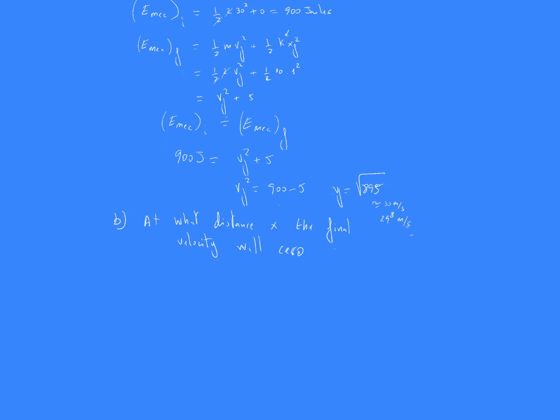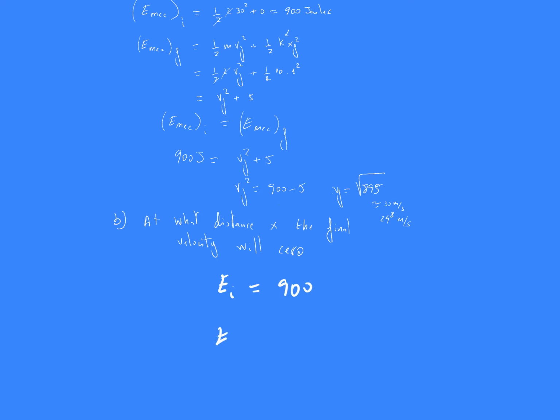At what distance x? So the initial energy that we have is 900 joules. What is the final energy? The final energy is equal to the initial energy, so the final energy is 900 joules. But what is the final energy? It is 1/2 m v final squared plus 1/2 k x final squared. This is the potential energy U final. So the final mechanical energy is kinetic energy plus potential energy.